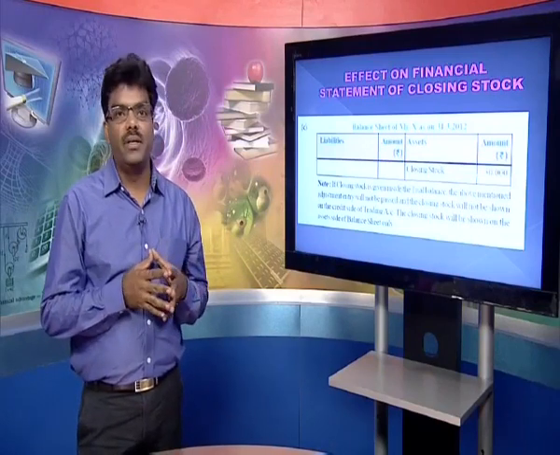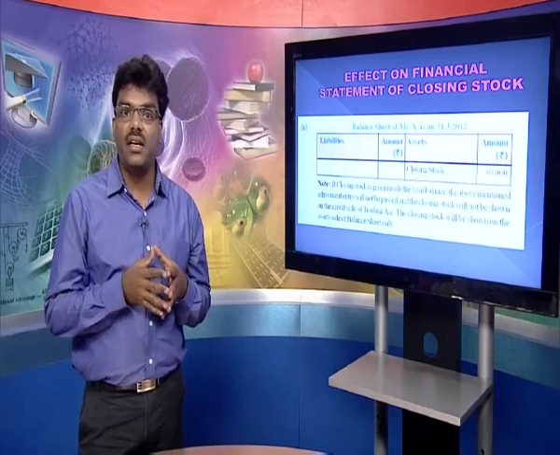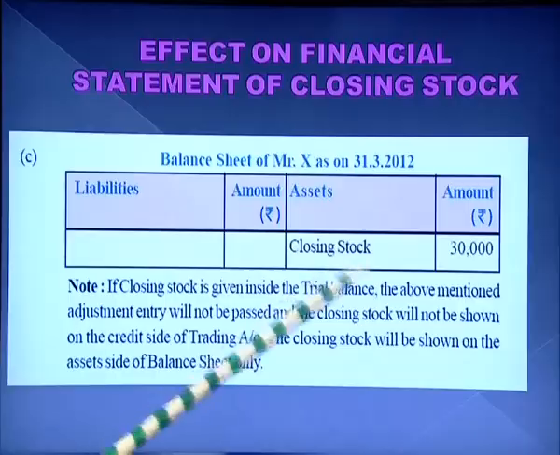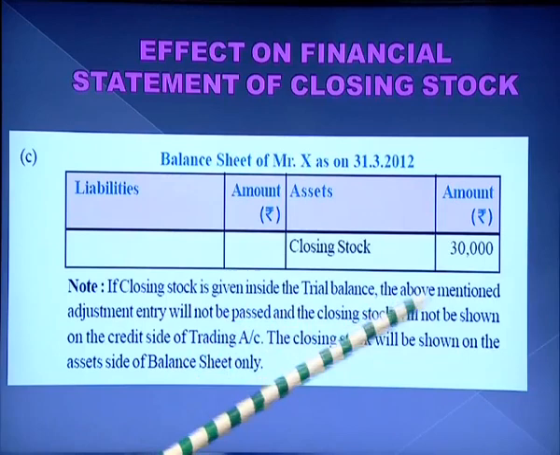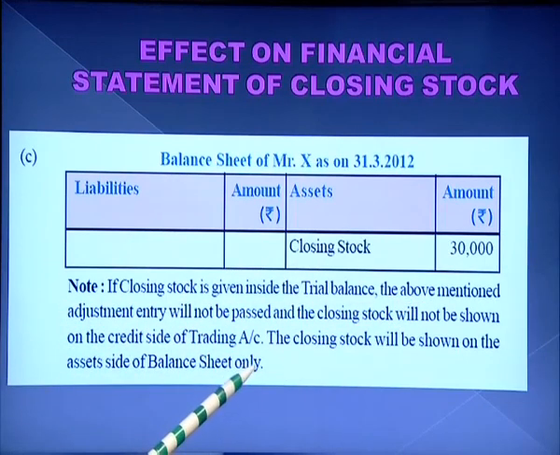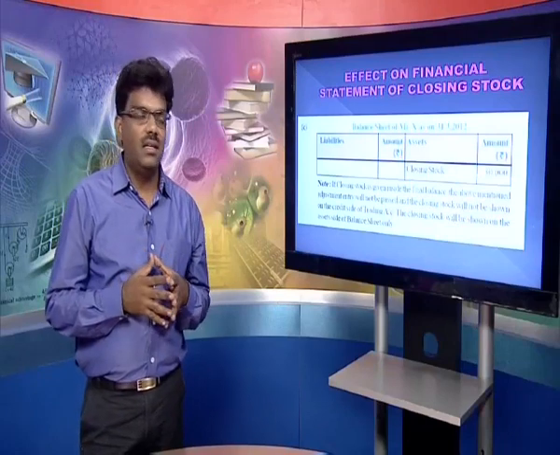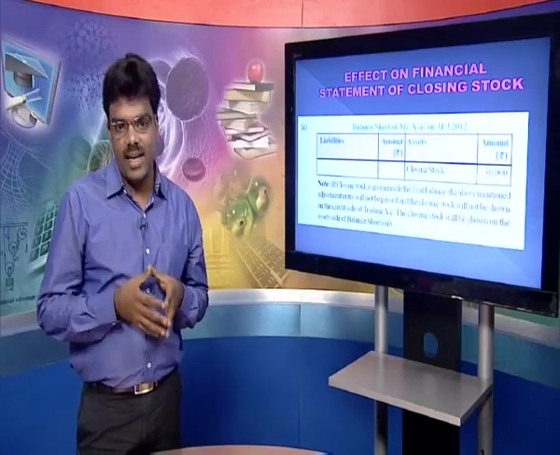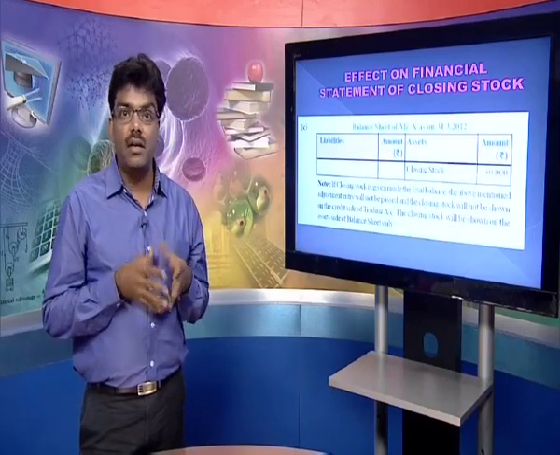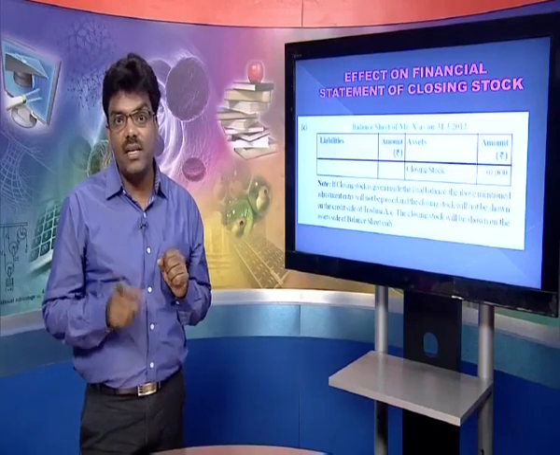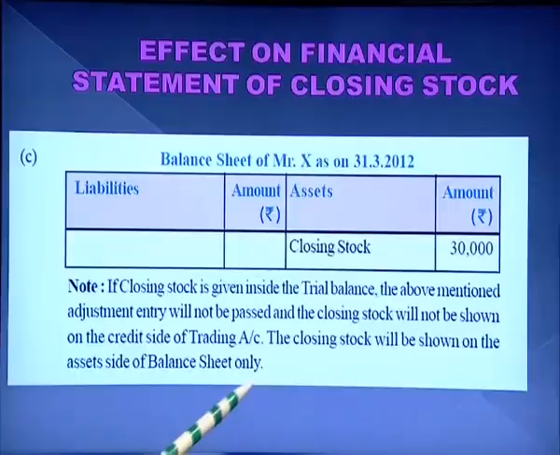But one important point: if closing stock is given inside the trial balance, the above mentioned adjustment entry will not be passed and the closing stock will not be shown on the credit side of trading account. The closing stock will be shown on the asset side of balance sheet, because all the adjustments given at the end of the trial balance, those adjustments we show on double side, but if it is given in the trial balance, that means that is not an adjustment. So, you will show only one side and closing stock will be on the asset side of balance sheet only.